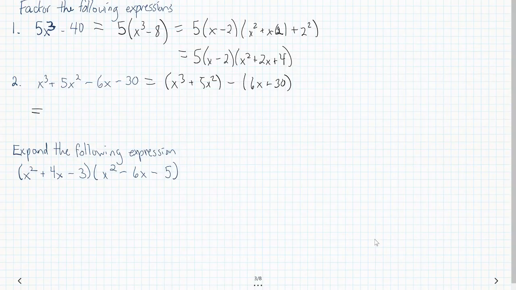And so now, moving forward from this part, we can factor out an x squared from the first. So this is x squared times x plus 5, minus, and then we can factor out a 6, and then we have x plus 5.